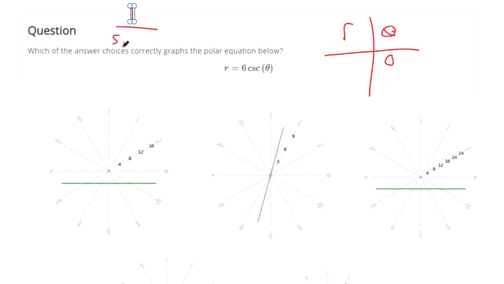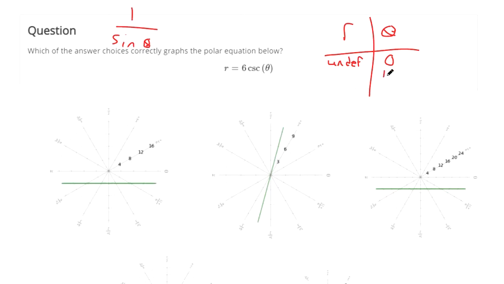Cosecant is 1 over sine. And so if you plug in 0 for the angle for sine, you get out 0. So this is actually undefined. So we'll write that down. Maybe that'll be important information.